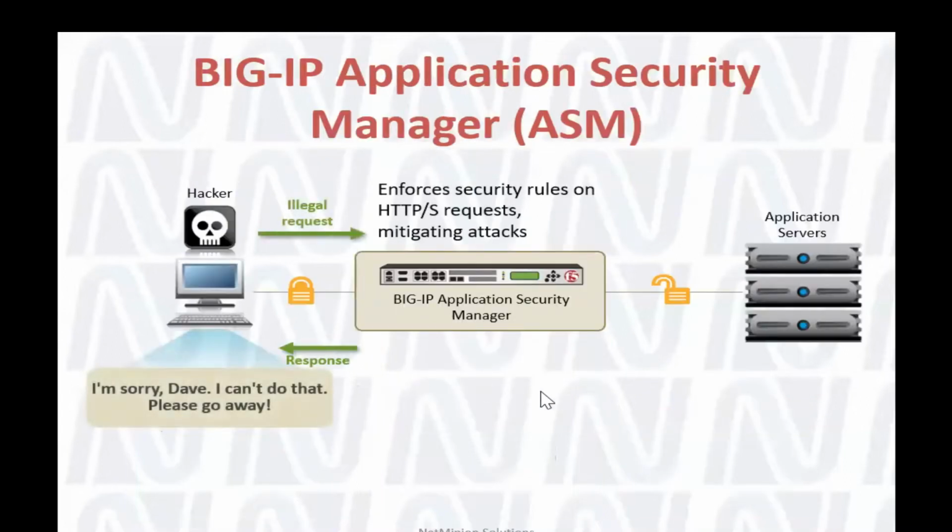Now, if you talk about ASM, I am just trying to give you an overview of the BIG-IP family. One slide only, maybe a 1 or 2 minute discussion. What ASM does is secure, as I told you, HTTP and HTTPS traffic. If some illegal request is coming, this request will not go to the server, but ASM will in turn send a response to the hacker, as shown over here, that you are not allowed because your request is malicious traffic or an illegitimate request, and I cannot entertain this.